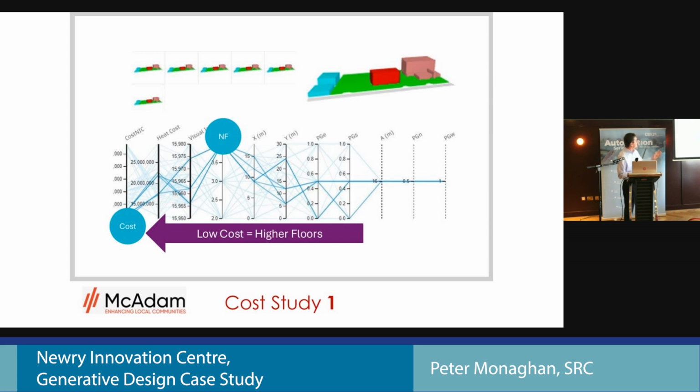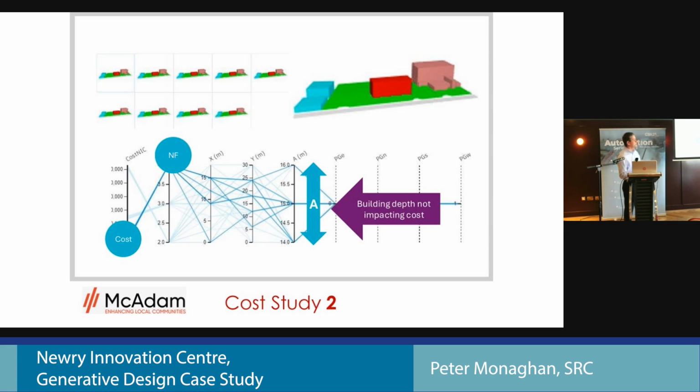So in this particular one, when we ran it, you could see that a lot of the solutions that were low cost were actually coming up as having a high number of floors. So that was suggesting that if you were to build a 4-story building, it's going to be a lot cheaper than if you just built a 2-story building. So that's cost study 1. Then we decided to vary the dimensions of the building in terms of its depth, and ran again. And again, it seemed the lower cost was coming out of the higher number of floors, but the depth of the building wasn't making a significant difference to that.